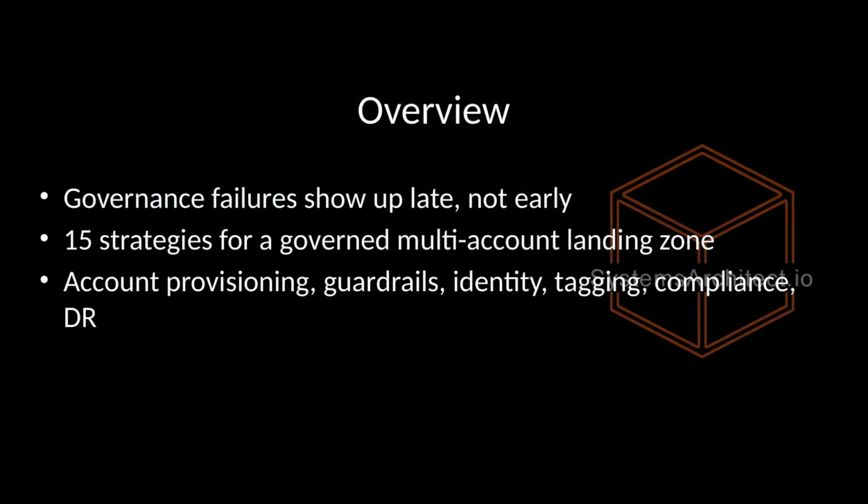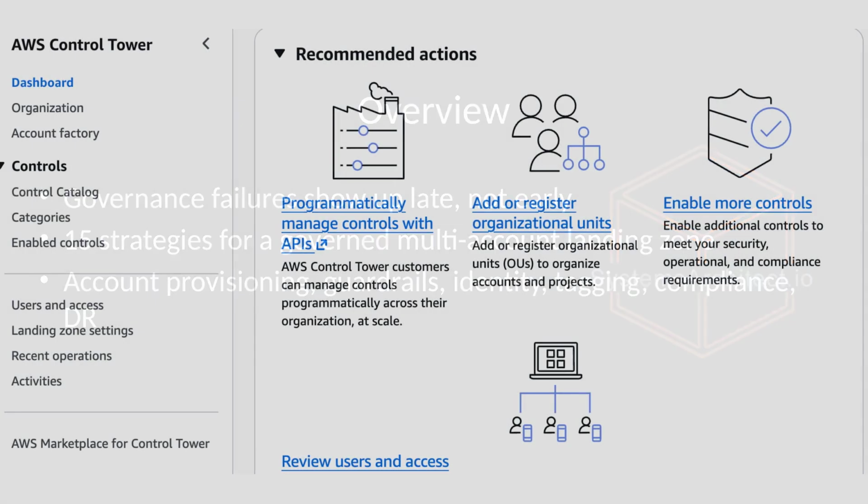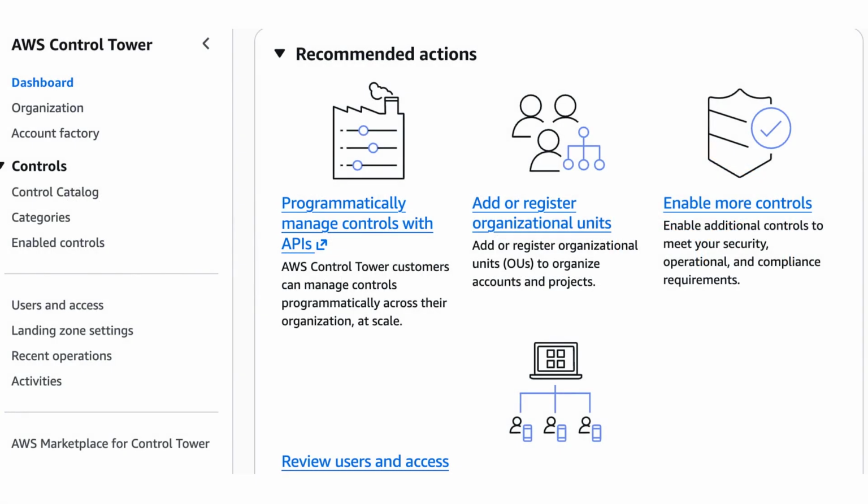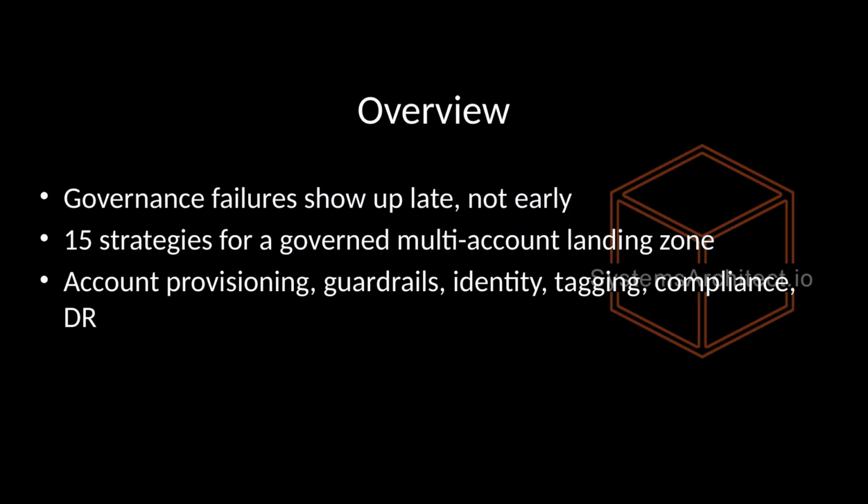A messy multi-account AWS environment doesn't stay messy quietly. It shows up later in a failed audit, an accidental production change, or a security gap nobody caught in time. AWS Control Tower exists to prevent exactly that. It gives you a governed landing zone instead of a pile of ungoverned accounts.